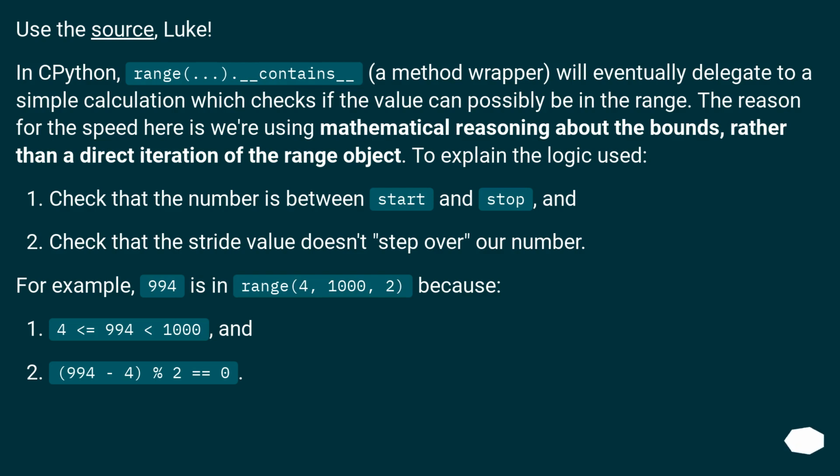To explain the logic used, check that the number is between start and stop, and check that the stride value doesn't step over our number. For example, 994 is in range(4, 1002), because 4 <= 994 < 1002, and (994 - 4) % 2 == 0.